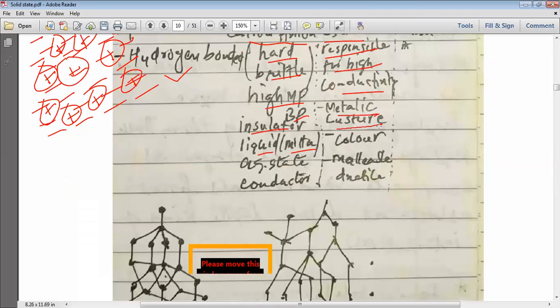These metallic solids also show metallic luster. Some of the metals are colored. For example, silver has a silvery color and our gold is of golden yellow color. These metallic solids are malleable and these metallic solids are ductile.